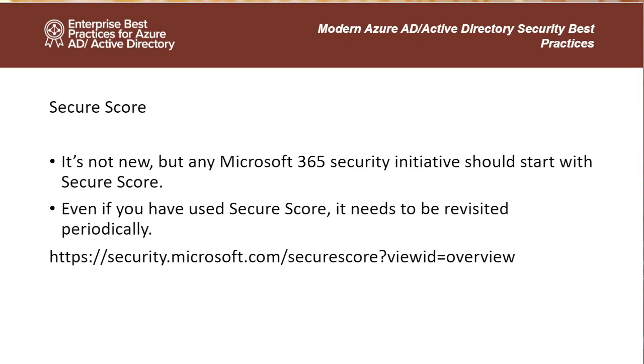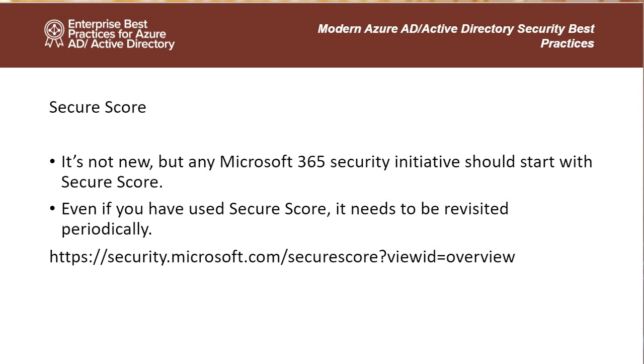Now, when we start talking about Active Directory security, one of the things that I would recommend doing is taking a look at Secure Score and Identity Score, particularly if you're operating in the cloud. Now, these aren't new. They're things I've talked about a million times in different webcasts that I've done on this platform, but I keep mentioning them because they're important.